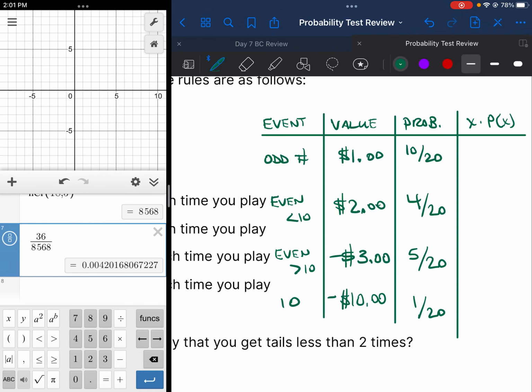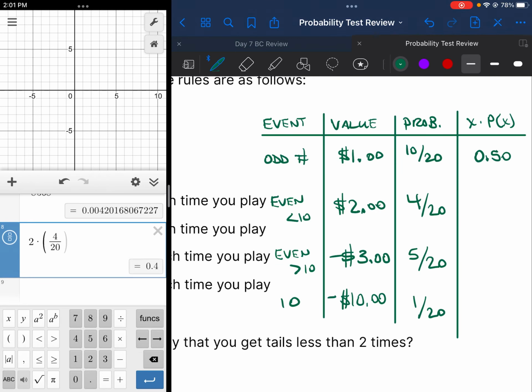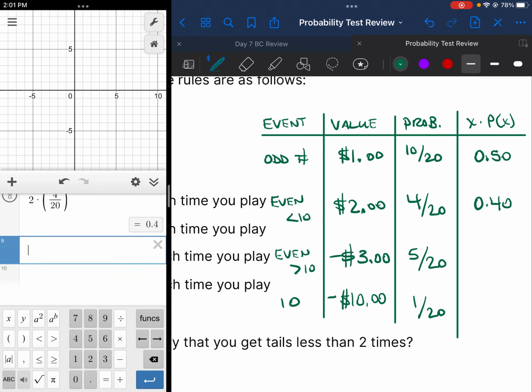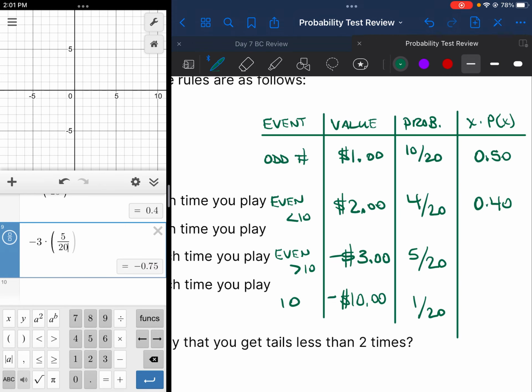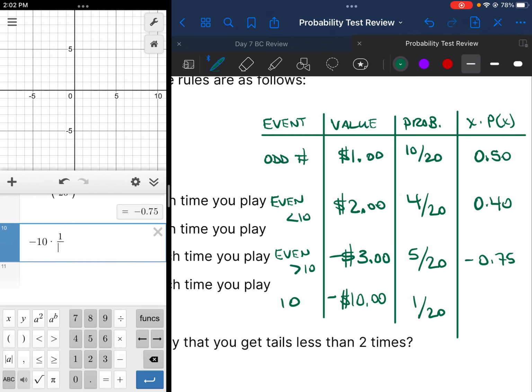So let's go ahead and calculate these. 10 out of 20 is just half. So $1 multiplied by half, that's going to be 0.5. 2 times 4 out of 20. Let's just go ahead and put the whole thing in the calculator. So 0.4. Negative 3 times 5 out of 20. That's going to be negative 0.75. And then negative 10 times 1 out of 20. Negative 0.5.